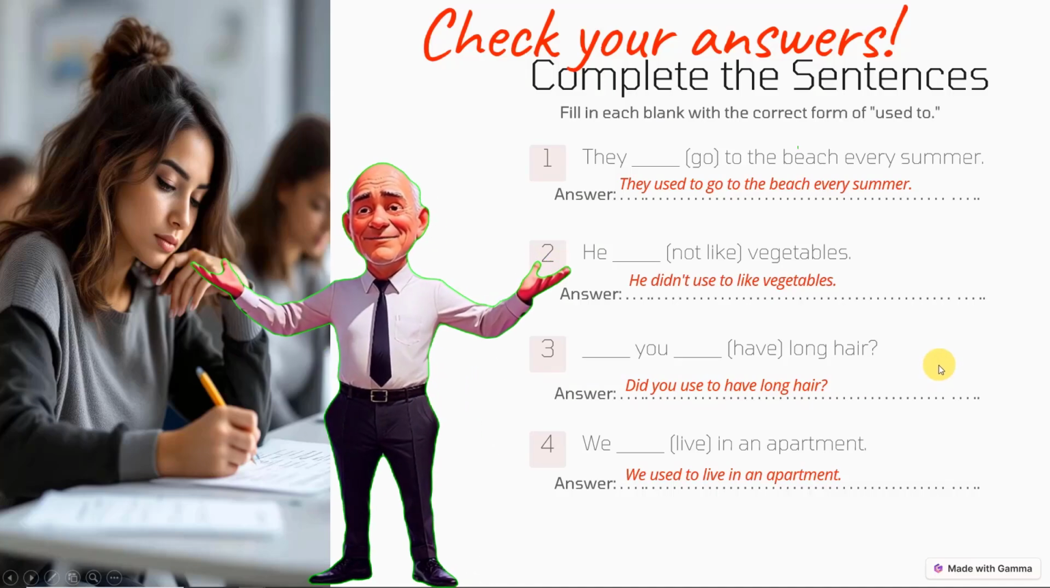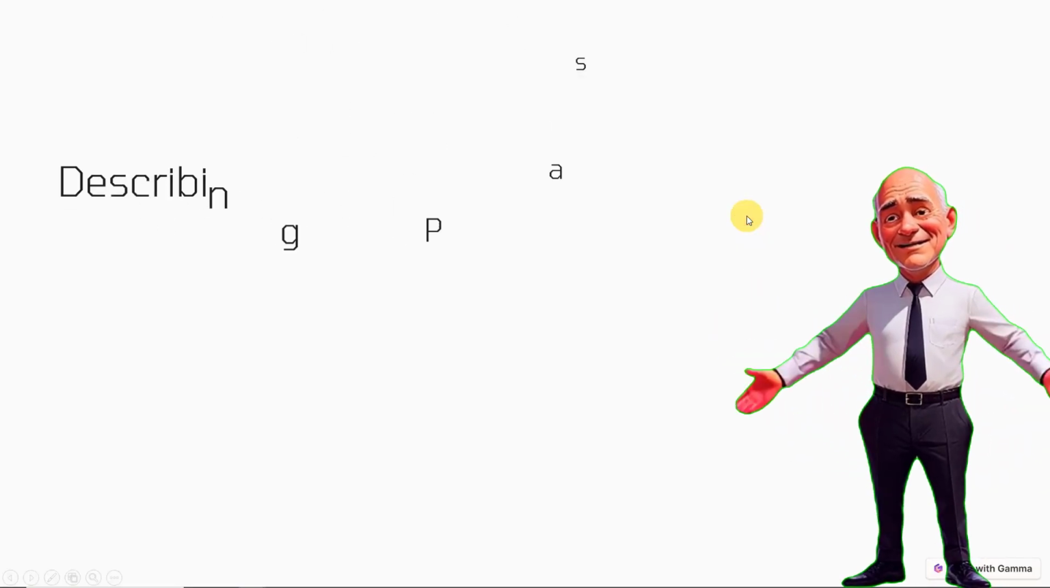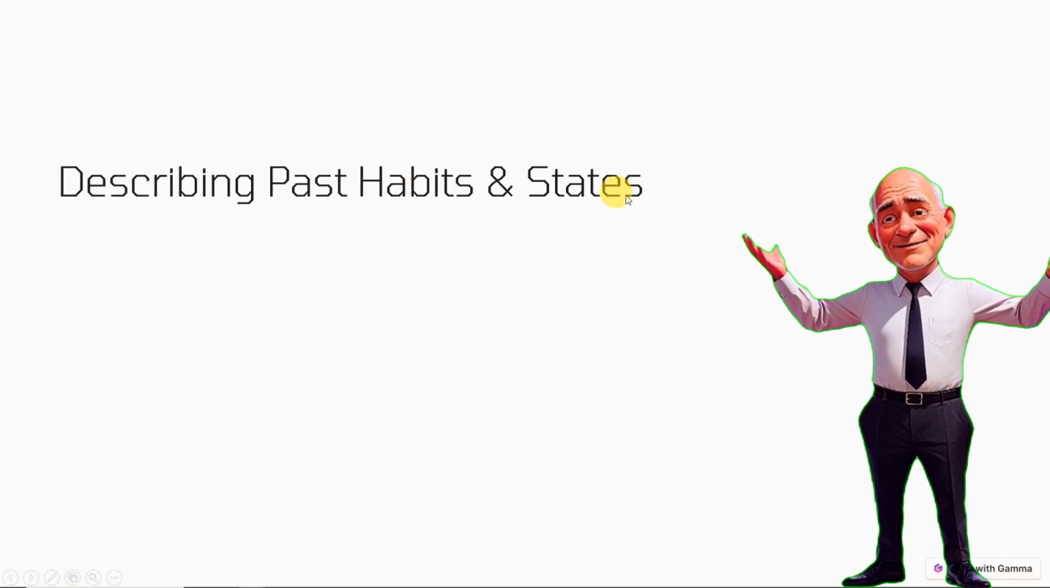Righto, guys. If you had 4 out of 4, wonderful, well done. Okay, now that you're a fundi, you know how to do it. Let's have a look at describing past habits and states.